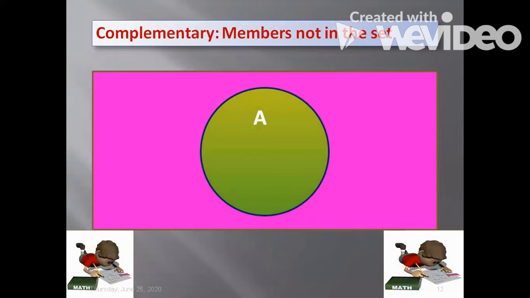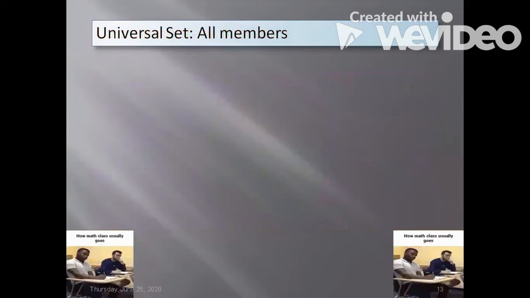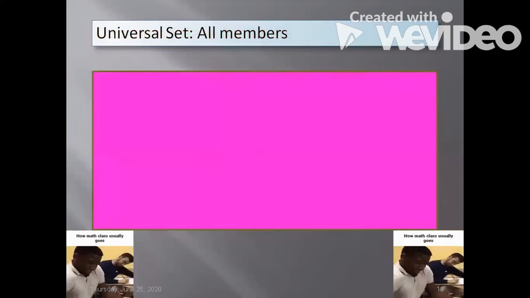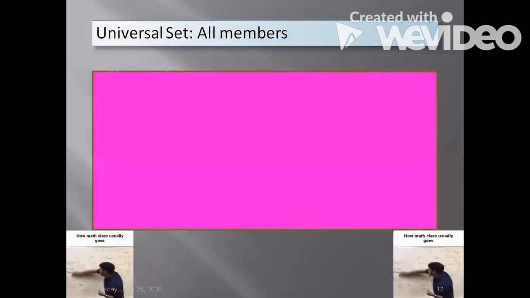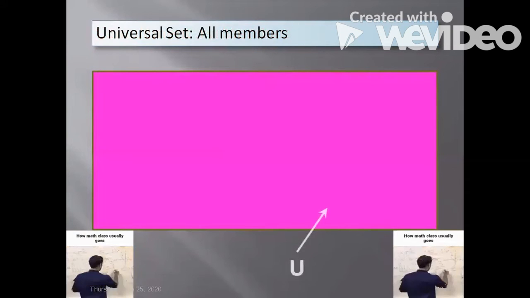Complement of a set. A complement means what is not in that set. For example, we have this set here, A. So A complement would be outside. We use a little stroke at the top to represent A complement. So A complement means members that are not in the set. And the universal set is where we take all the elements from, and that is represented by a rectangle.